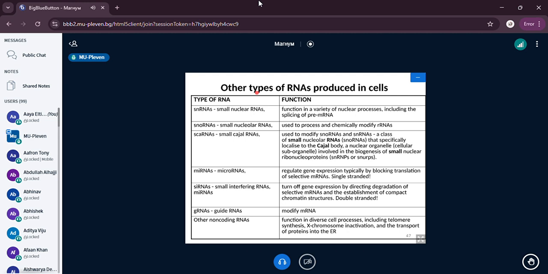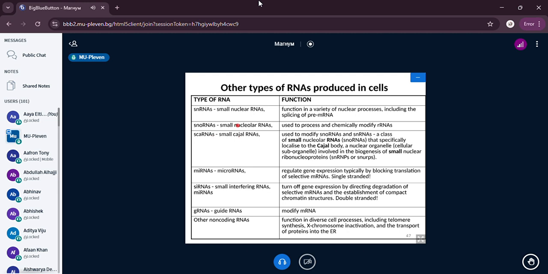Except the three main types of RNA, there are several other types of RNA that are produced in the cell. In this table, they are described with abbreviations. Small nuclear RNAs function in a variety of nuclear processes, including the splicing of messenger RNA. The small nucleolar RNAs are used to process and actually modify ribosomal RNAs.